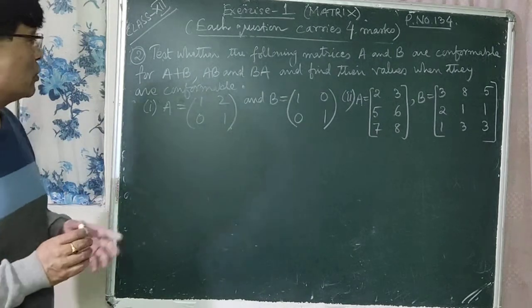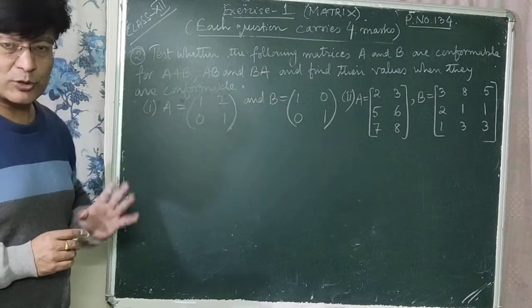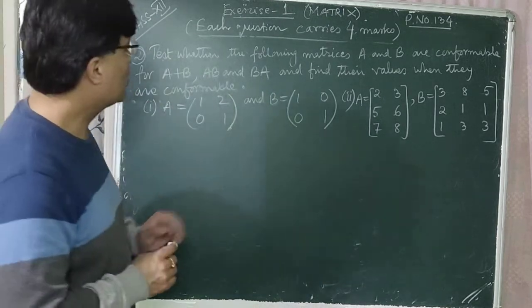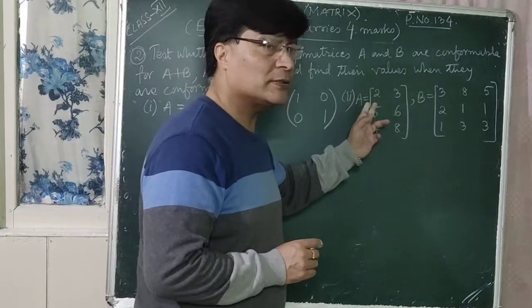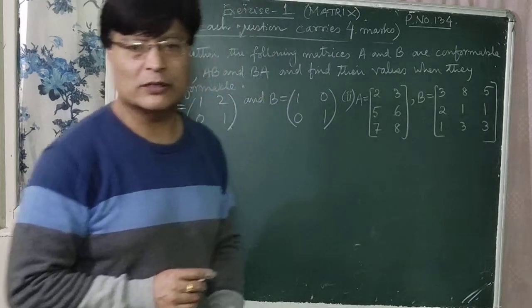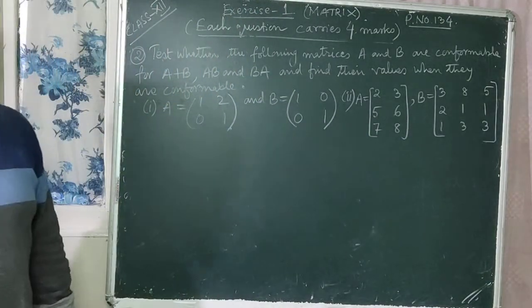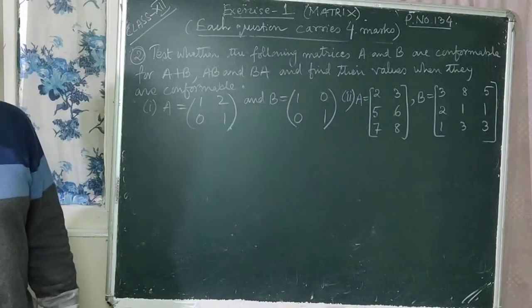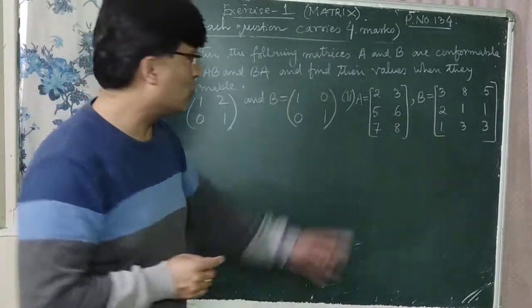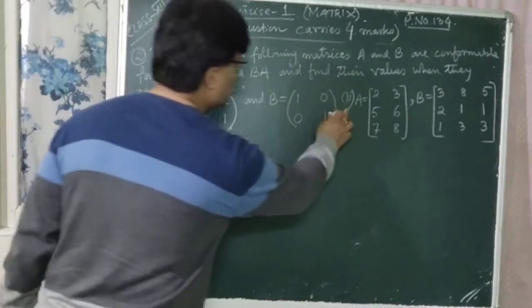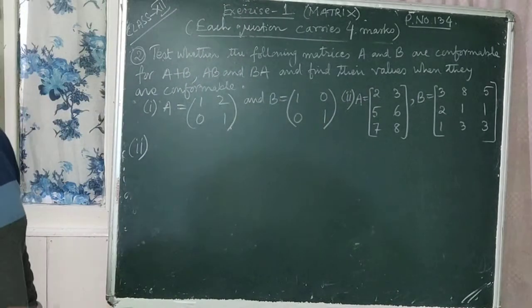Okay. So number 1 is your homework. Let's do question number 2. You can do number 1 easily. Let's do question number 2. So the two matrices A and B are given out here. In this case, whether A plus B is conformable or not. That means, can you find out A plus B or not? We are doing this question number 2, right? So can you find out A plus B?